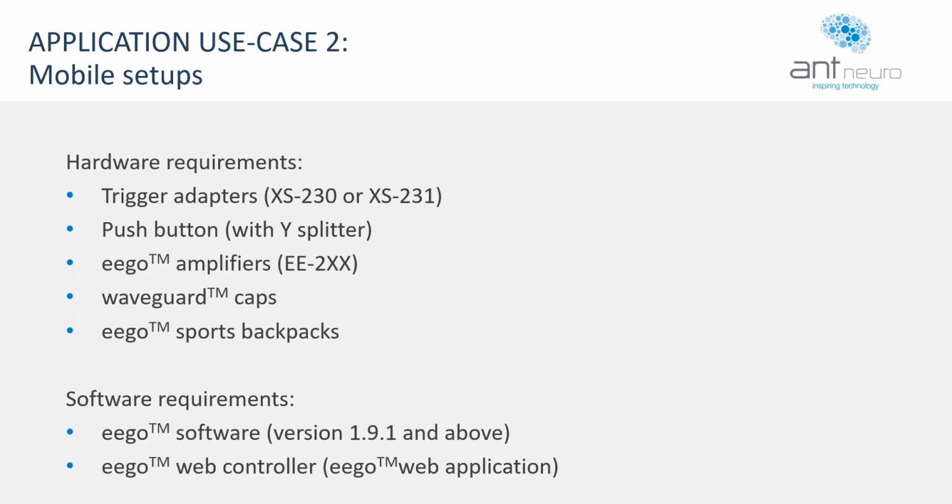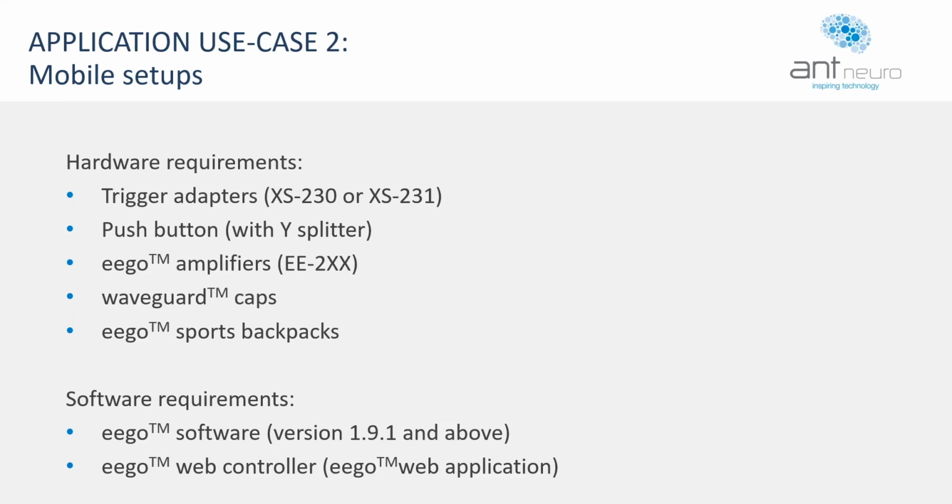We would as always say that you need a 64-channel amplifier at least, but you can also principally achieve it with lower channel counts on amplifiers. You would need the waveguide caps from us and eego sports backpacks in this case. In terms of software requirements, we would recommend that you stick with eego version 9.1 and above, because that is where the eego web controller feature was introduced, and eego web application is a nice added layer to have to make things simpler in such mobile setups.